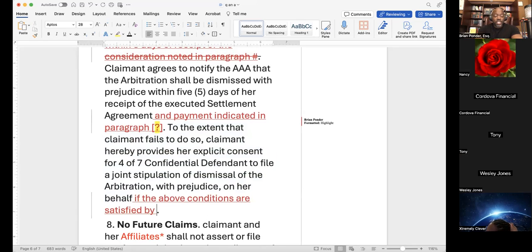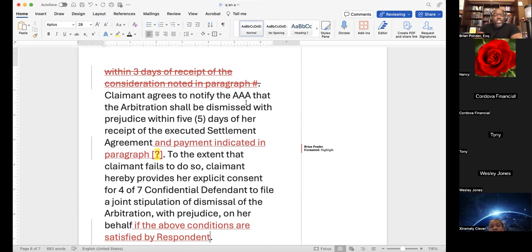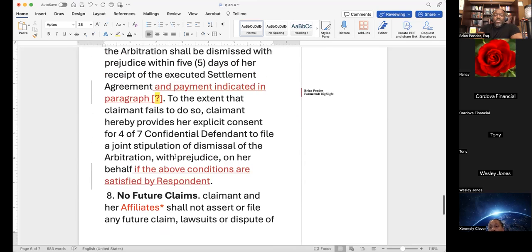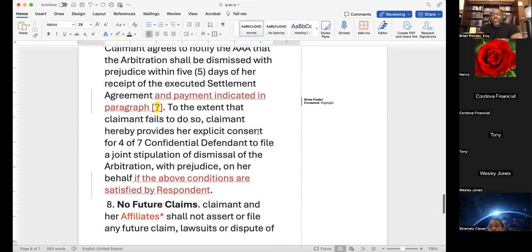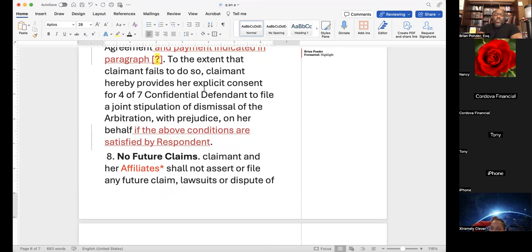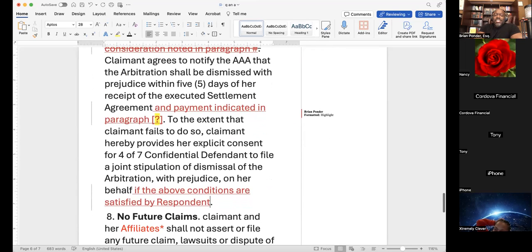If the above conditions are satisfied by whoever the respondent is, if you want to keep that, but I think that's a little weird because the obligation is... agrees notified that arbitration shall be dismissed with... Yeah, I can't spend too much time on this. It is really poorly written. That's why you have to have an attorney review this stuff, because it's a lot of double talk. They're saying one thing, and then later on they're saying something different. A lot of this needs to be struck.